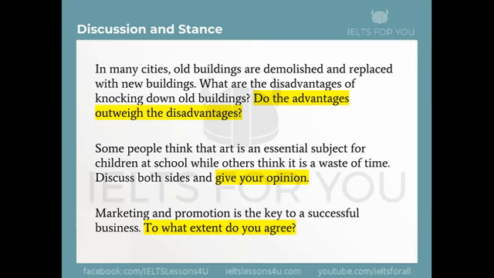So for these three types, advantages, disadvantages, discussion, and opinion, it's really the same question. They're not really three different types. They look different, but our approach is the same, because our approach needs to contain discussion and stance. So let's look at one approach that we can use for these three essay types.